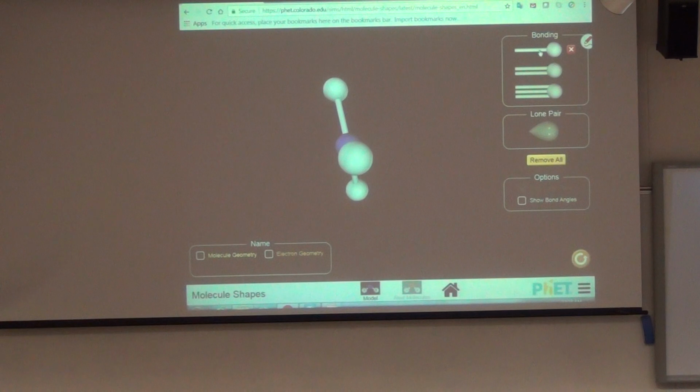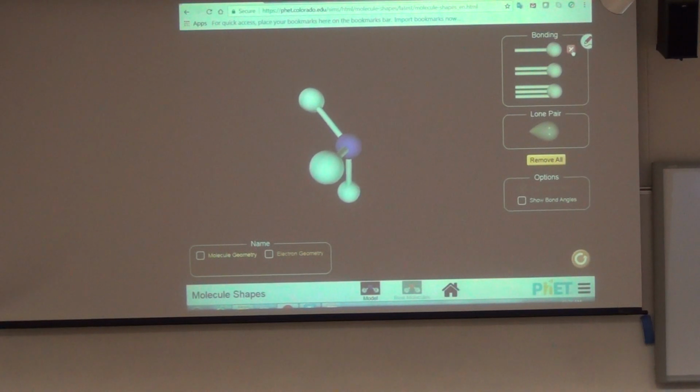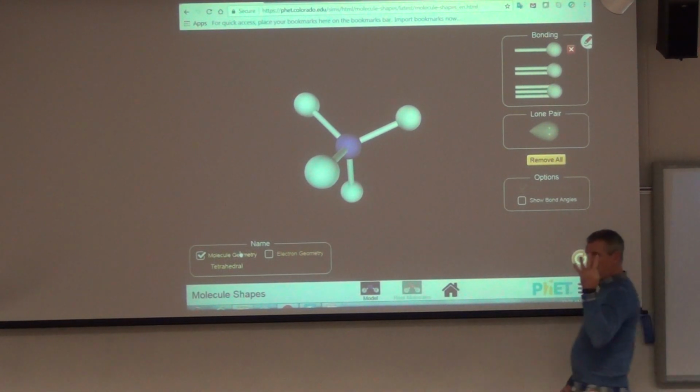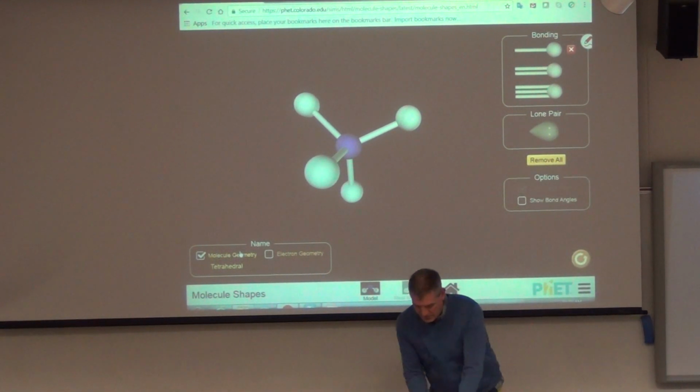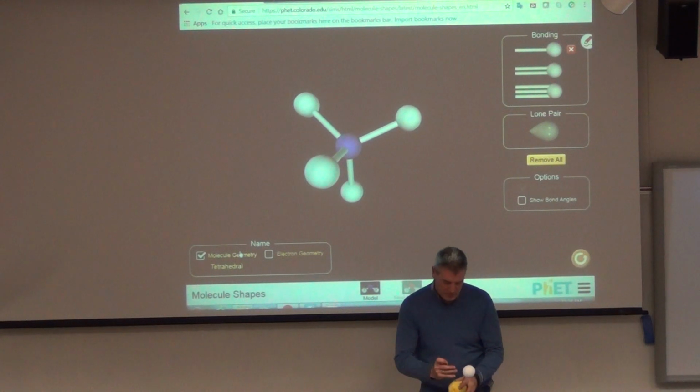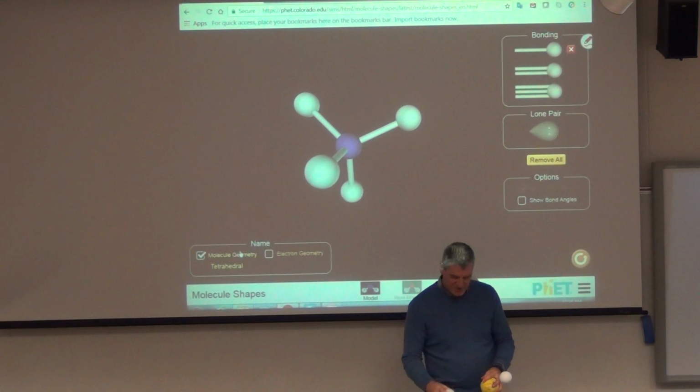He's out, he's in. And they're going to arrange themselves again so that they can be as far away from one another as possible. Our geometry for this is tetrahedral. Tetra meaning 4. And these guys are going to rearrange themselves a little bit.